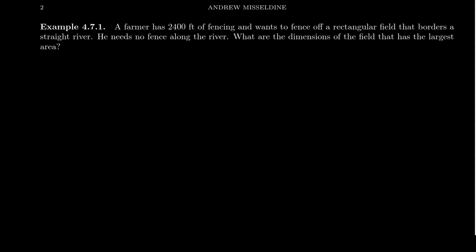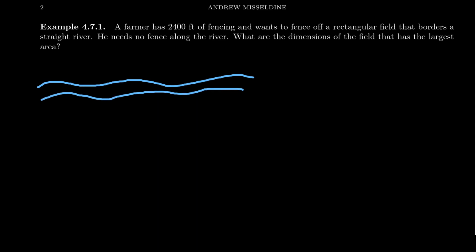So imagine we have a farmer. And the farmer has 400 feet of fencing and wants to fence off a rectangular field that borders a straight river. So let's kind of draw the picture right here. We have our river going on right here. Rivers are typically blue, so that's the color I'm going to do it. And so we're going to make a rectangular fence that is next to the river like this.